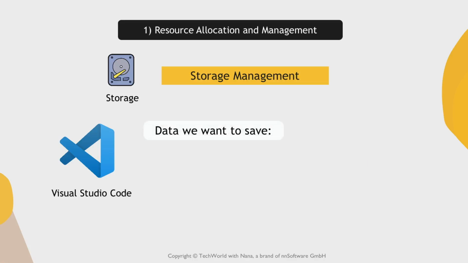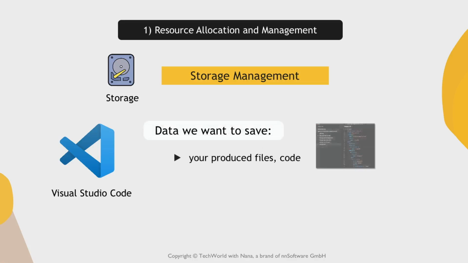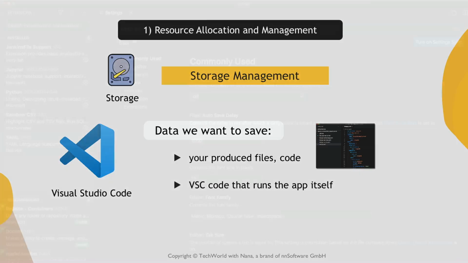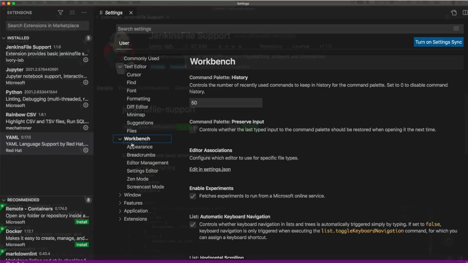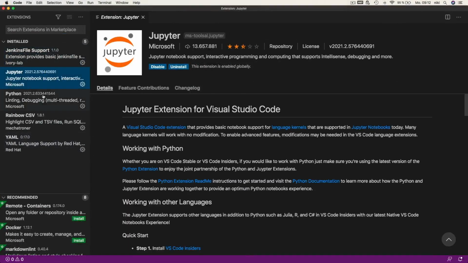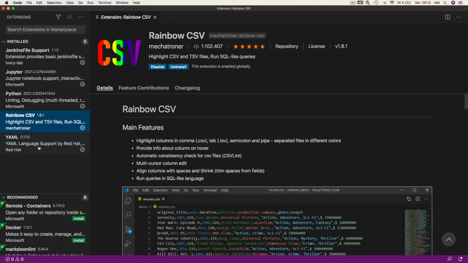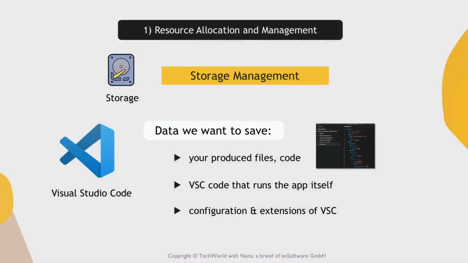But apart from the application that you're writing and the files that you created in Visual Studio, the application itself has some files that need storing, right? For example, the code itself to run the application. Then you have configuration of Visual Studio, right? Maybe you configured certain plugins or themes, extensions, etc. So these are all data that need to be persisted and stored long term.